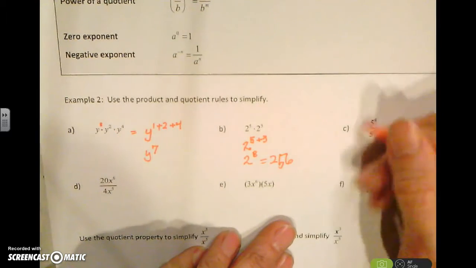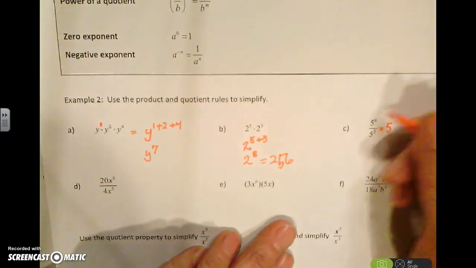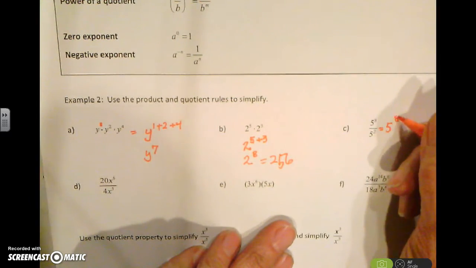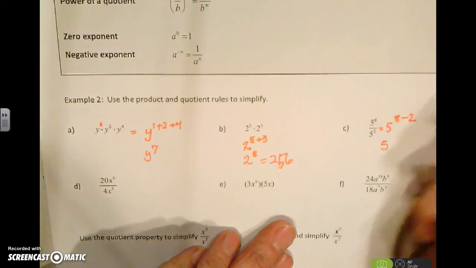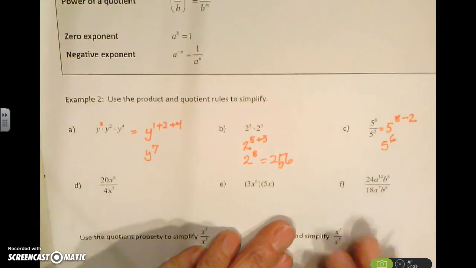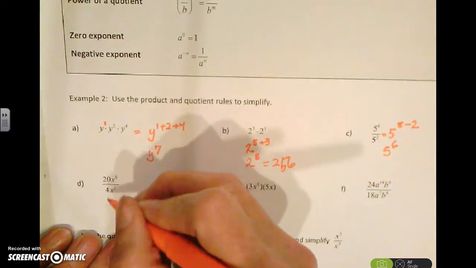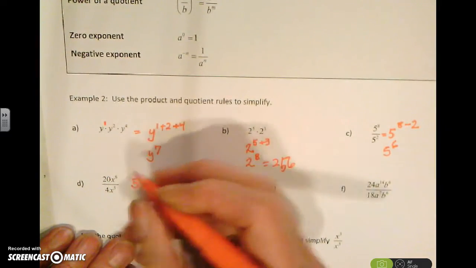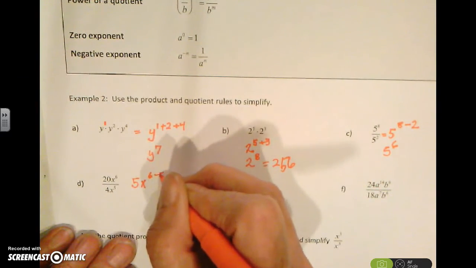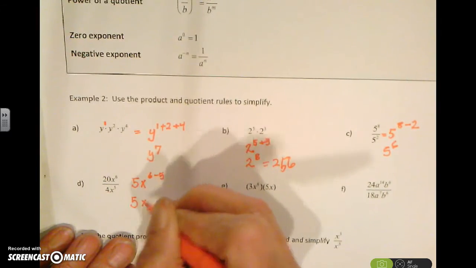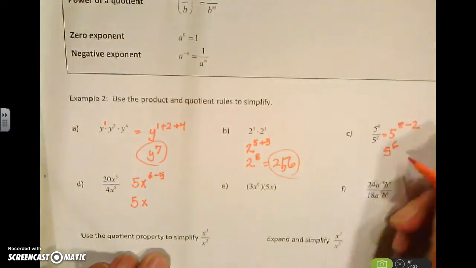And then here we have a quotient rule. Again, you see the same base of 5. So this is going to be equal to 5. I'm going to take my exponent in the numerator, which is 8, and subtract the exponent in the denominator, 2. And that's going to be 5 to the 6th power, and I do not know what that is equal to. D, I have 20 divided by 4, which is 5. And then x, I'm going to use the ones with the same bases, 6 minus 5. So that's going to be 5x to the 1 power, which I won't write, because I could circle those answers.